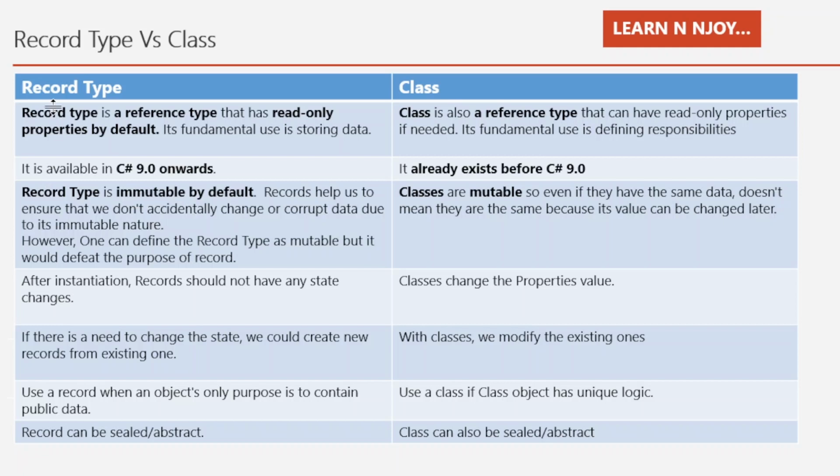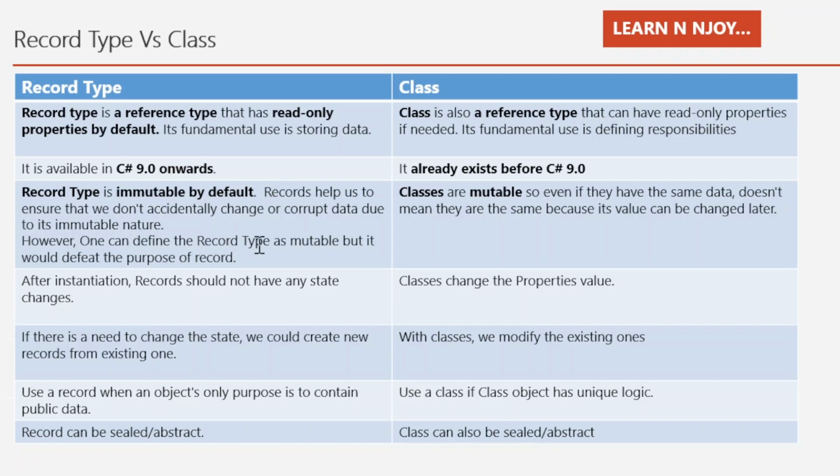Number two, record type is available in C# 9.0 onwards. Whereas class, it already exists before C# 9.0. Number 3. Record type is immutable by default. What does it mean? It means records help us to ensure that we don't accidentally change or corrupt data due to its immutable nature. Basically, it guarantees us that whenever we are going to pass record type to some method or somewhere, it is not going to get changed accidentally, or if someone wants to change it, it is not going to get changed. That's why record type is immutable by default.